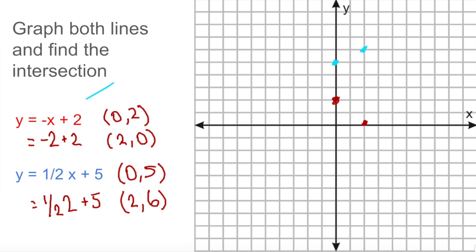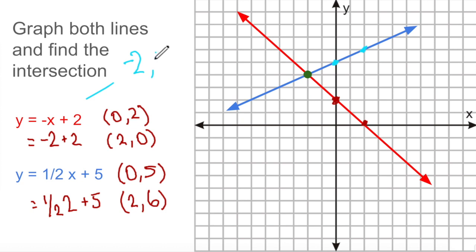I've actually already drawn the line. You can see the 2 points we plotted fall right on both lines. And then we can see here this green is a point of intersection between two lines. That is our solution to the system of equations. And what is that point? That's negative 2 for x, and then 1, 2, 3, 4. So (-2, 4) is our solution to the system of equations.